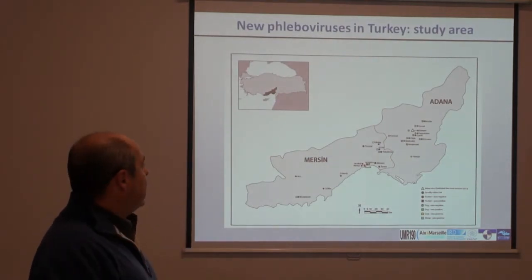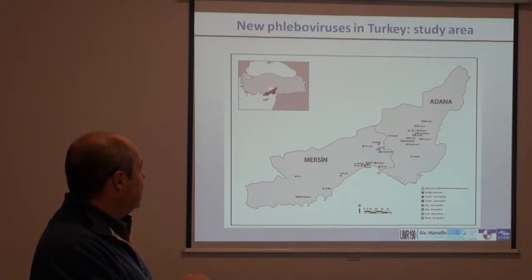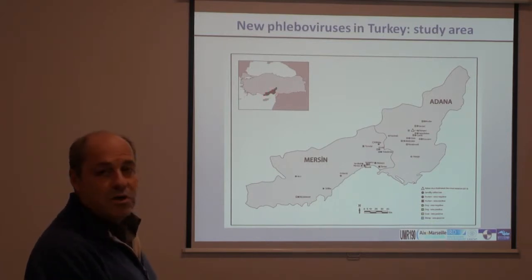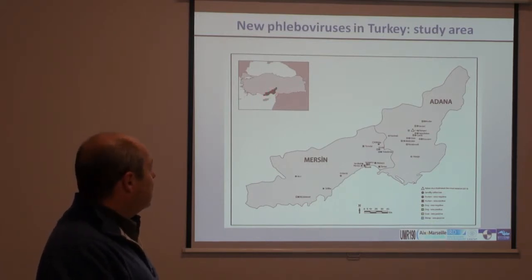The study area is in the Mediterranean part of Turkey. This is the Mediterranean Sea, and so it takes place in the Mediterranean part of Turkey. It's just southern Anatolia, and the sandflies were trapped in the region of Adana, just here. So the trapping was done here.